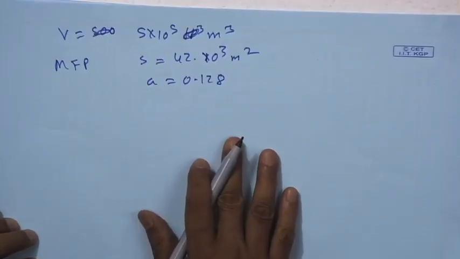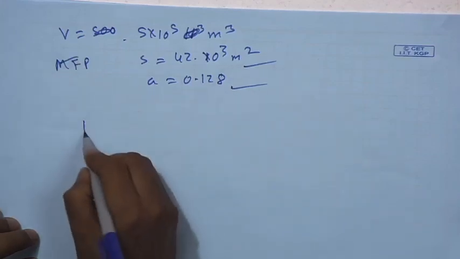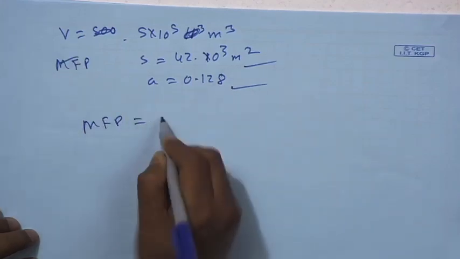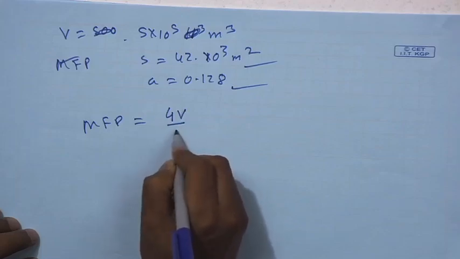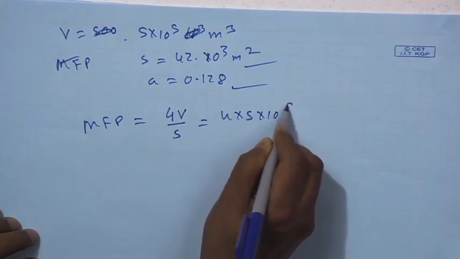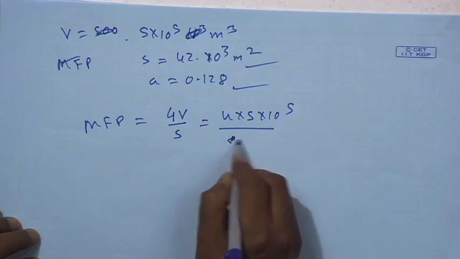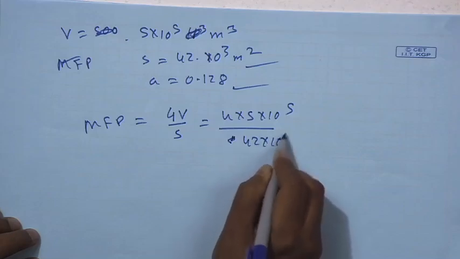Okay. So, V is given, S is given, A is given. What is MFP? It is 4V by S. So, 4 into 5 into 10 to the power 5 divided by S. S is 42 into 10 to the power 3.